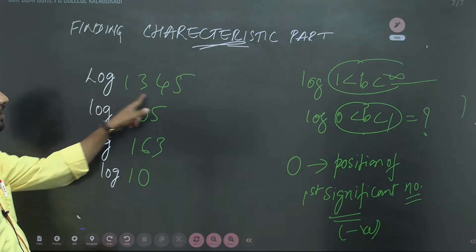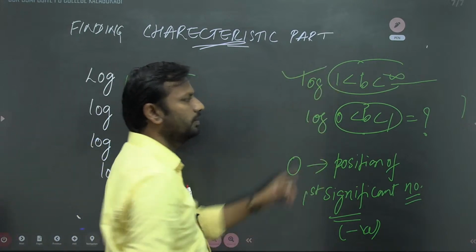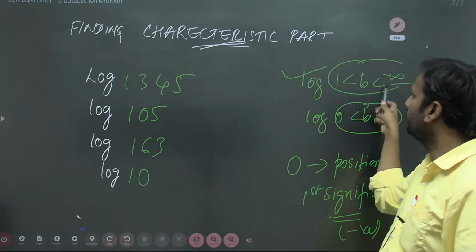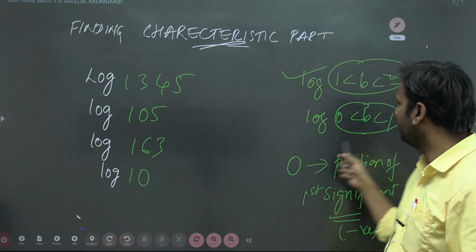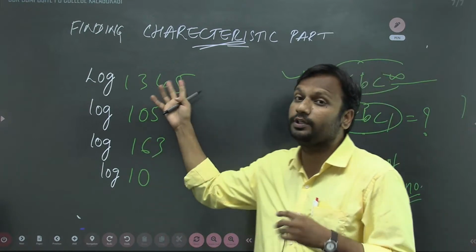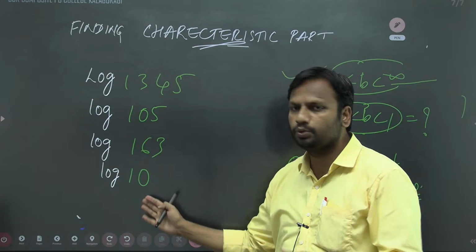Now you see the log of a 4-digit number. I told you how to find it. It will be in this form here. The log of the numbers which lie from 1 to infinity. Previously it was lying from 0 to 1, that is zero-digit numbers. Now it is what here? A 4-digit number. Here it is a 3-digit number. Here it is a 3-digit number again. Here it is a 2-digit number.